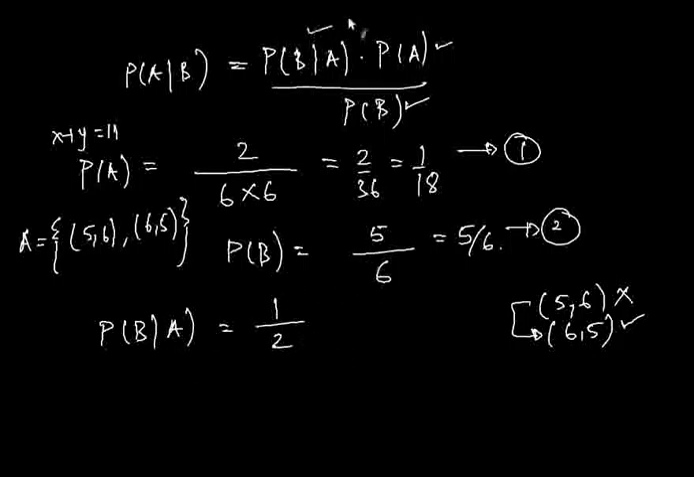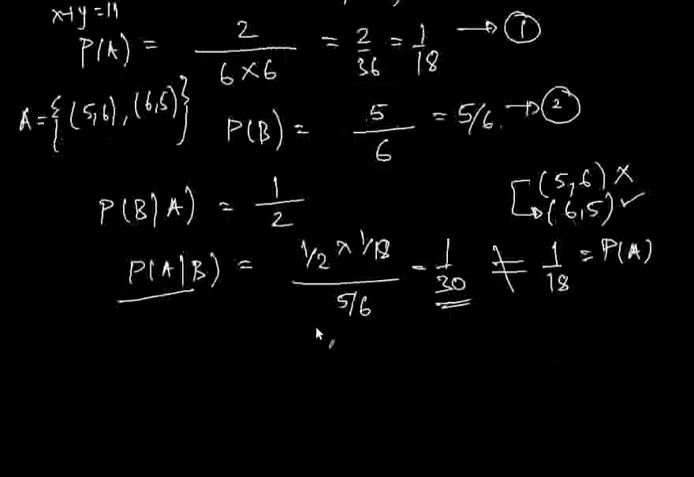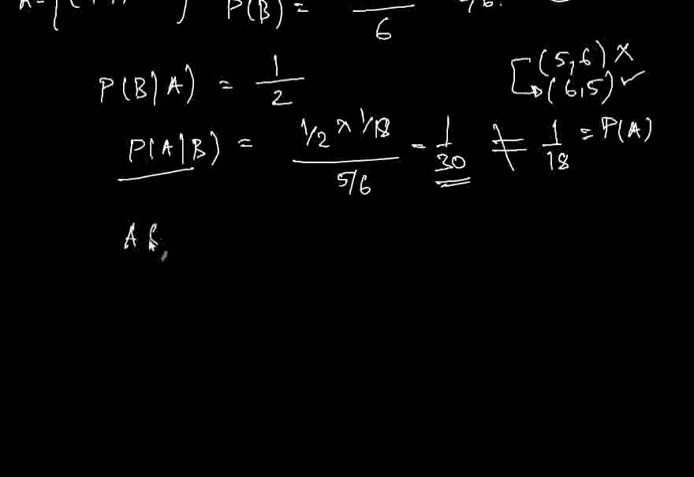So now we know everything in this expression to calculate probability of A given B. Probability of A given B is simply half multiplied by probability of A, which was 1 by 18, divided by 5 by 6. And this turns out to be 1 by 30, right? And how does this compare with probability of A? Well, probability of A was 1 by 18. And you'll notice it's not equal to the 1 by 30 that we calculated for probability of A given B. So what's the bottom line? The bottom line is A and B are not independent.